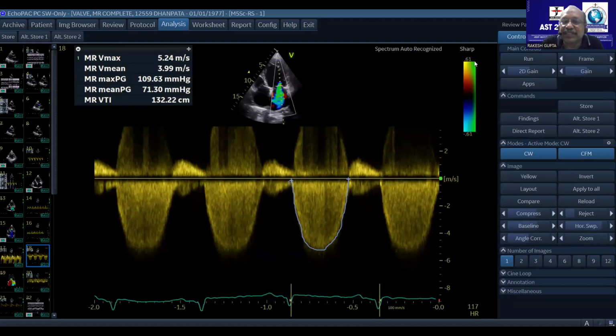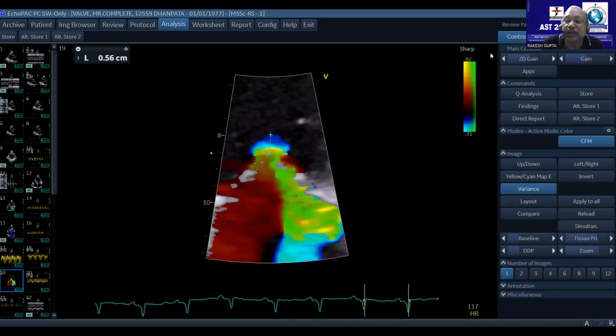So look, this Nyquist limit is 61, so it's 122. 60 plus 60 is 120, 122. And this is also 122. This is 93, 92 and 31. So it's 123, hardly any difference. So the Nyquist limit for aliasing velocity is 31. So aliasing velocity is 31 centimeters per second. 5.24 meters per second is the peak MR jet velocity and 0.56 centimeter is the radius. Do you need anything else in PISA?